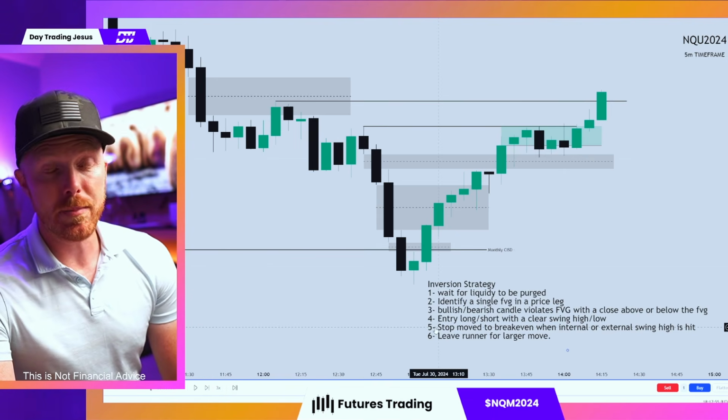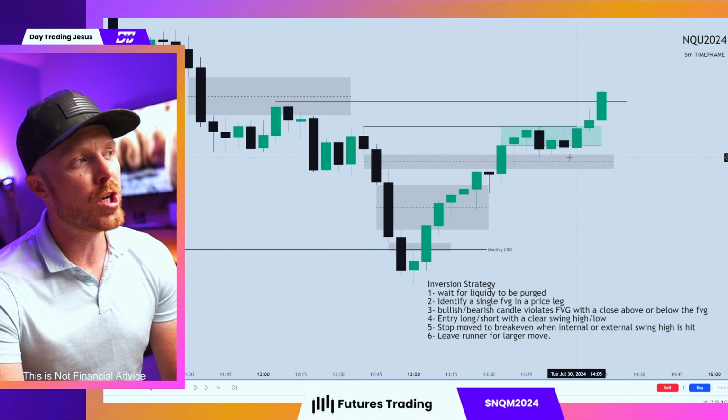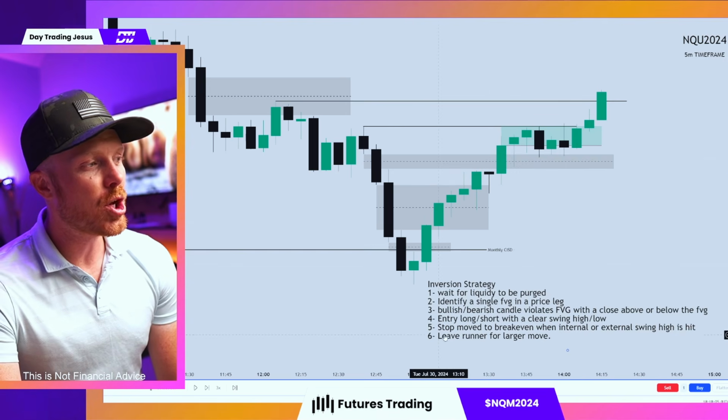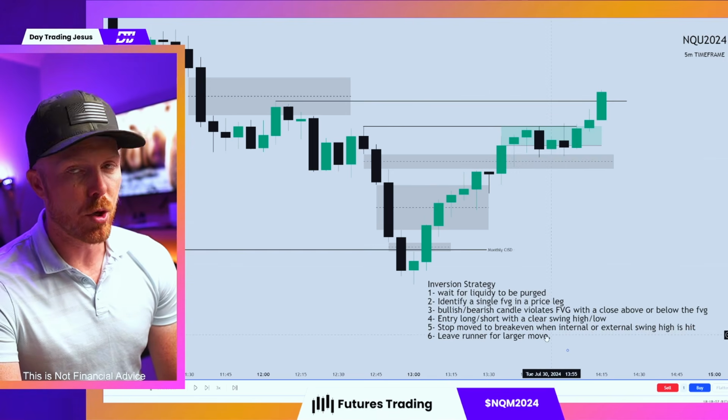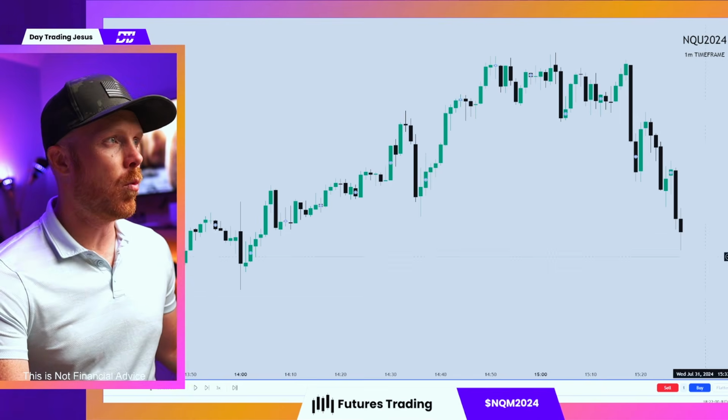And that goes on to step number 6. If we would not have hit this low and we would not have hit our break even, we would still be in a position if we had multiple contracts. And then we could leave a runner for that larger move. Let's take a look at another example in my favorite time frame, the 1 minute time frame.